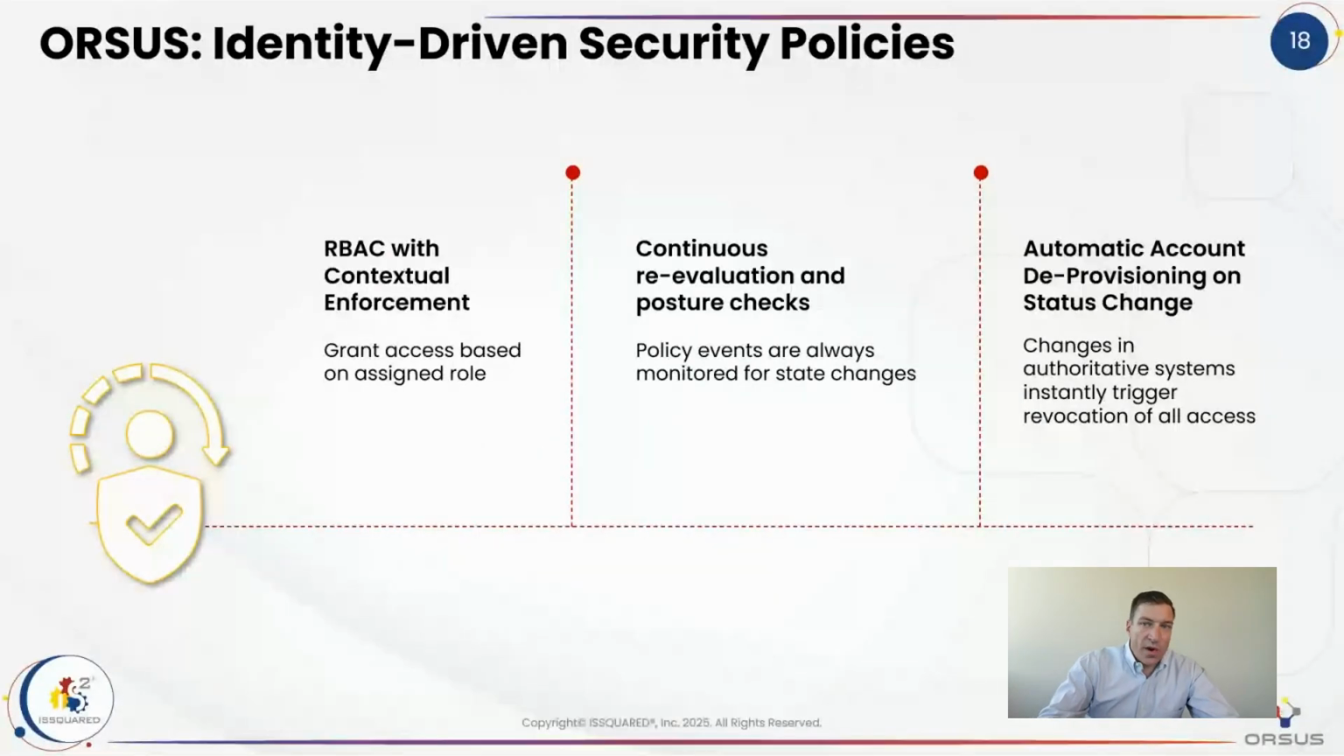So here at ISSQUARED, we have a great product called ORSIS, where we deliver identity-driven security policies. We mentioned role-based access control with contextual enforcement, where we grant access based on these predefined roles and assigned roles. We have continuous reevaluation and posture checks, where policy events are always monitored for state changes. Automatic account deprovisioning on state change, where changes in authoritative systems can instantly trigger revocation of all access. And it's that instant revocation that is really important to our security posture.